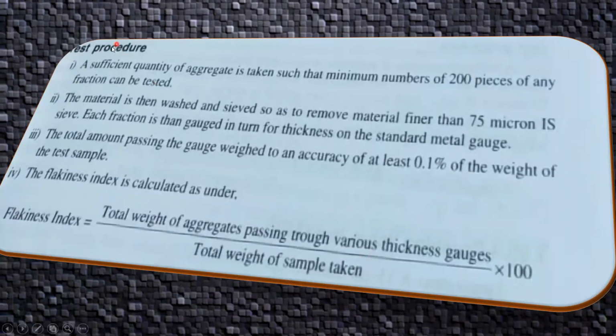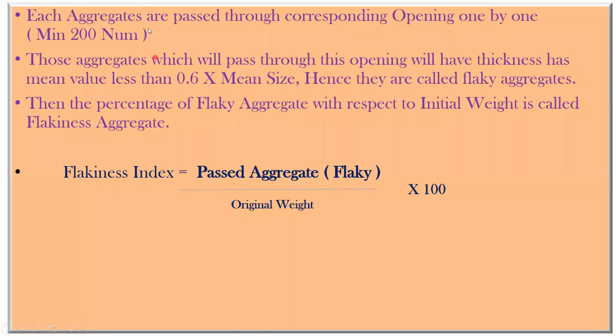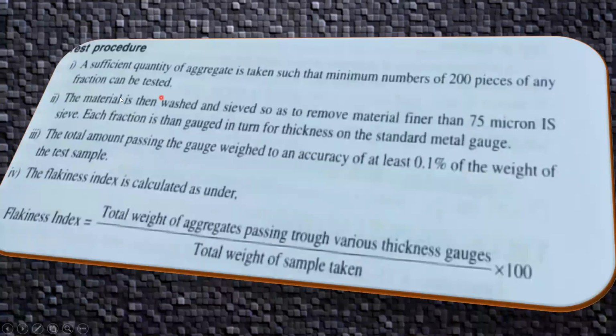The test procedure, the same thing, I've written in an easy way. If you want to put it in points, you can refer to this. A sufficient quantity of aggregate is taken such that a minimum of 200 pieces of any fraction has to be tested. At least 200 pieces you have to test, and only then can you say whether those aggregates are flaky or not, right? The flakiness index is equal to the total weight of aggregate passing through the various thickness gauges divided by the total weight of the sample taken, multiplied by 100. You're going to get the answer as a percentage.